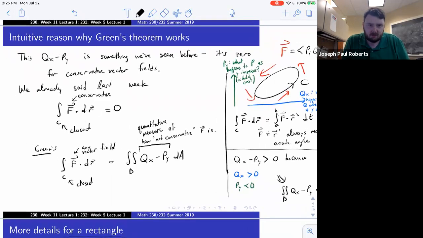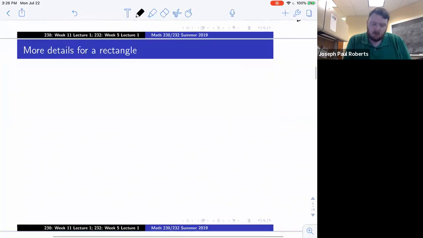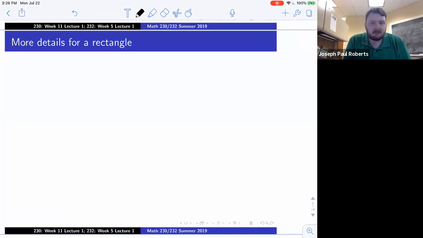So the intuitive reason why Green's theorem works is the fact that Qx minus Py measures swirling. If it's positive, it's counterclockwise swirling. If it's negative, you could draw a similar kind of picture and see that it's clockwise swirling. If it's equal to 0, there'd be none. Anyway, that's just an intuitive idea. But now, as far as more details for a rectangle.